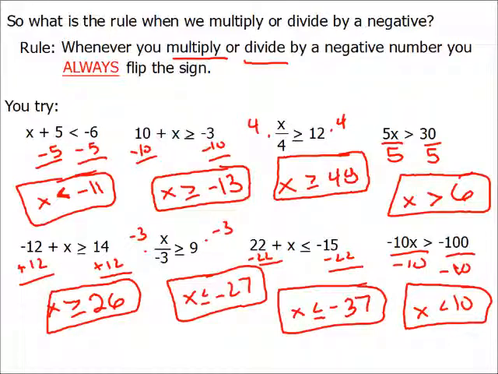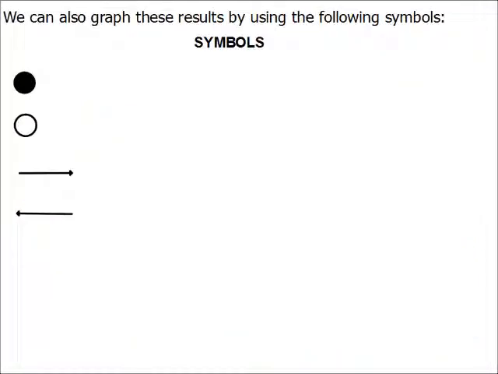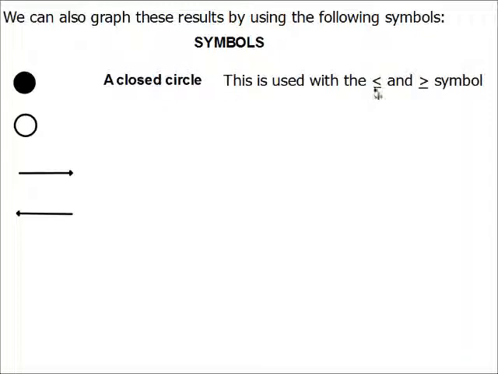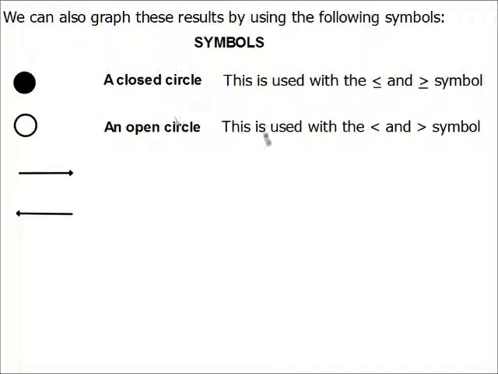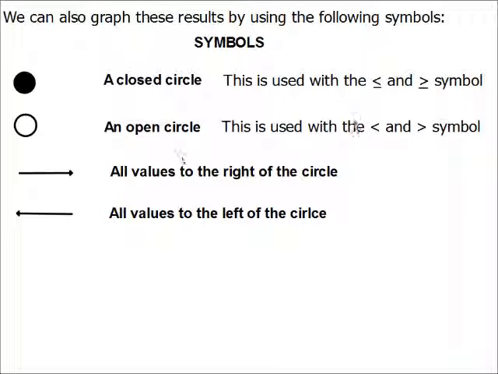Alright, so now that we know how to solve, let's check out some stuff on how to graph. These are important symbols that we need to know. First off, we have a closed dot, a closed circle, and we use that whenever we have a less than or equal to or greater than or equal to symbol. Over here we have an open circle, and for that we use less than or greater than symbols. Then you have a right arrow, which means all values to the right of the circle, and a left arrow, which means all values to the left of the circle.